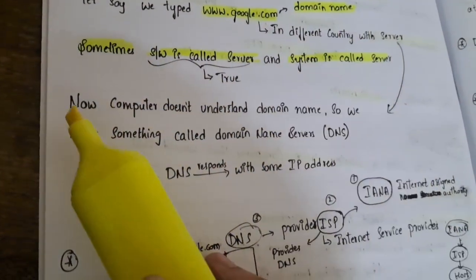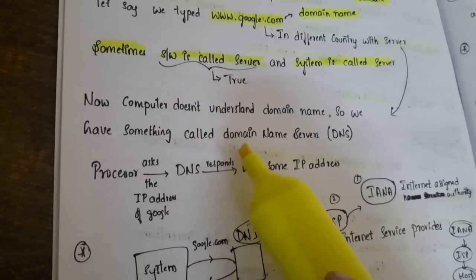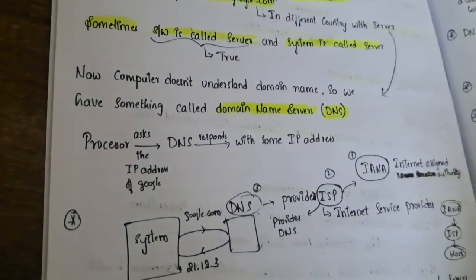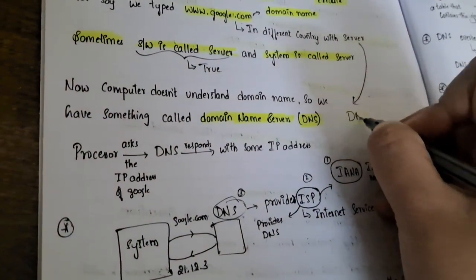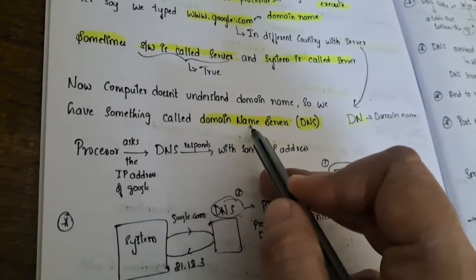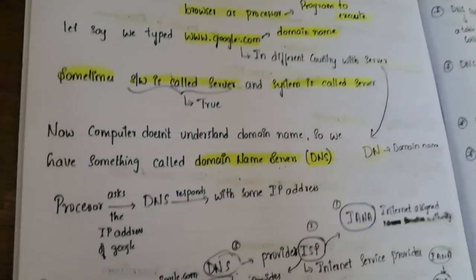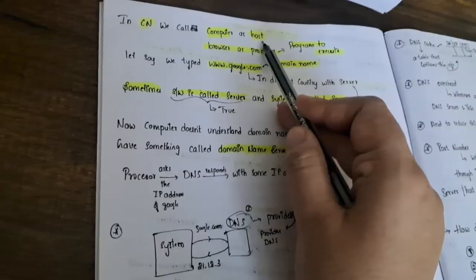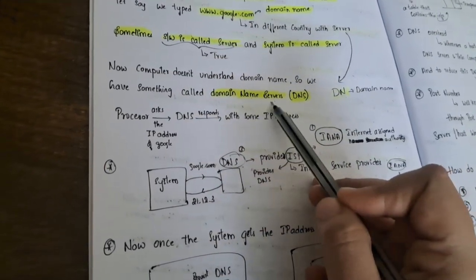Now, as I've already mentioned, computers do not understand domain names, right? So we need to have something called domain name servers, which is known as DNS. In short form, at certain places I might be using DN, which means domain name, and DNS, which means domain name servers. Don't get confused. Just remember these terms so that further things will be clear. Once again, computers are the host, browsers are the processor, DN is the domain name, and DNS is domain name servers.